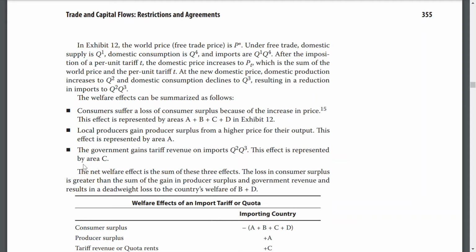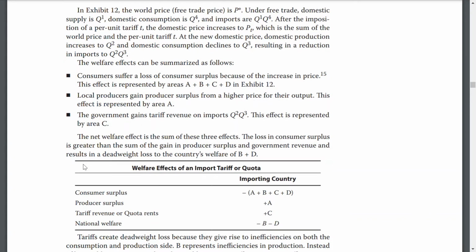The welfare effect is summarized as follows. The consumers suffer a loss of consumer surplus because of the increase in prices. The effect is represented as such. Local producers gain producer surplus from a higher price for their outputs. This is reflected as area A. The government gains tariff revenue on imports of Q2 to Q3. This effect is represented by area C. The net welfare effect is the sum of these three effects.